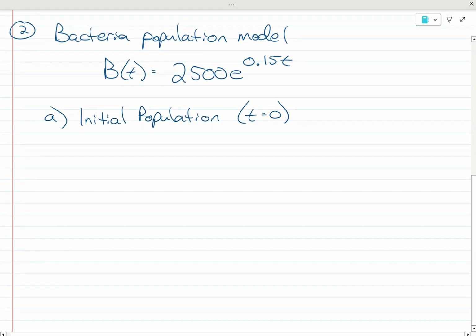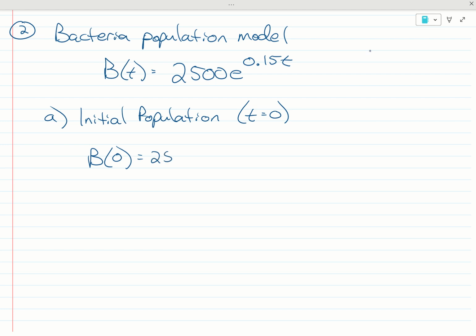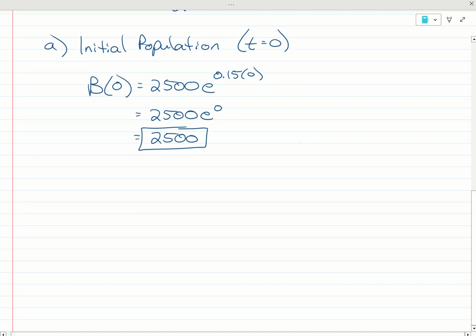And if t is equal to 0, we get B of 0 is equal to 2500 times e to the 0.15 times 0 power, which is just 2500 times e to the 0, or 2500. We know anything to the 0 power is 1, which gives us this.